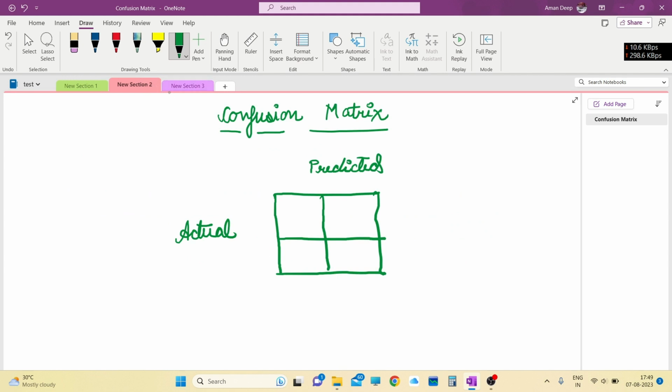Let's come here. In this, here we write true negative, and here we write true positive. Further, here we write false negative, and here we write false positive.